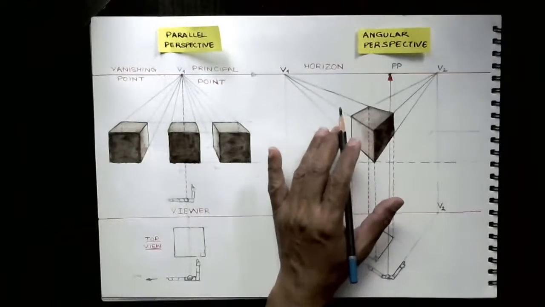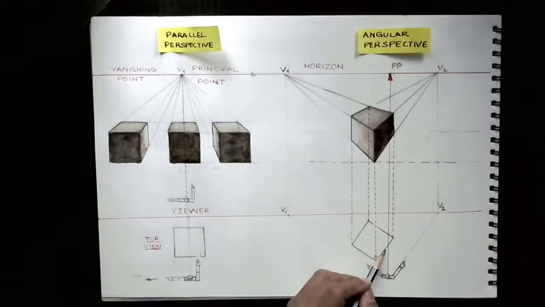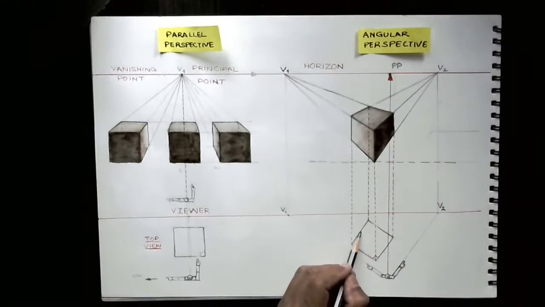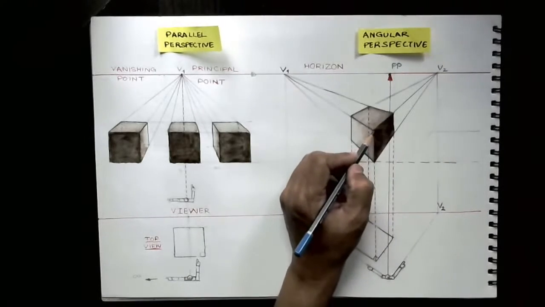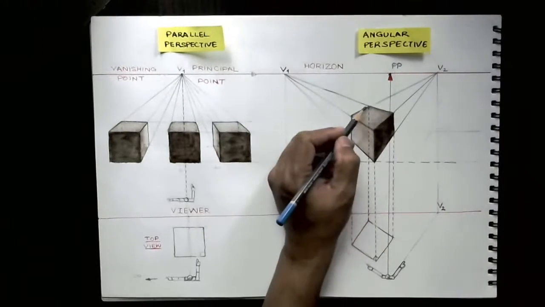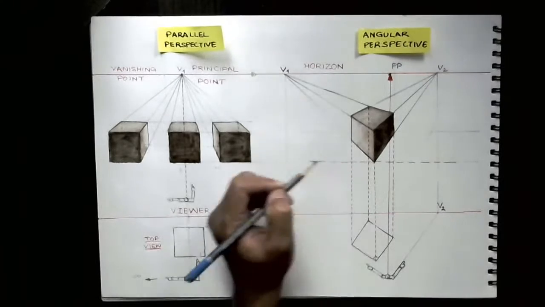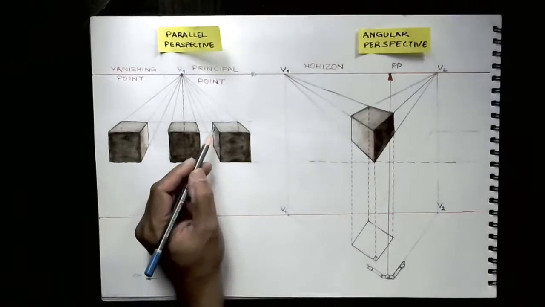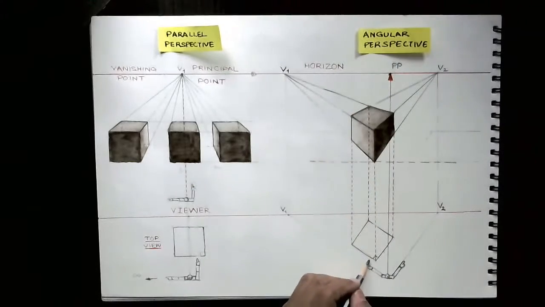Now in angular perspective, you'll find this edge and this edge. Suppose the viewer is seeing this edge and this edge. What is near to him will always look a little bigger in size, and the edge behind will look a little smaller. Similarly, with this edge and this face, especially in angular perspective, there is one line.